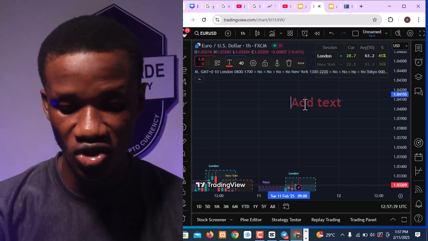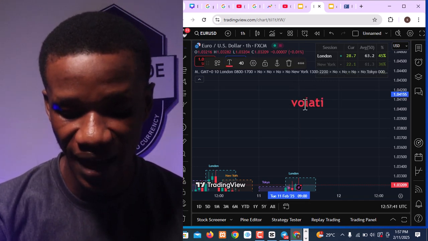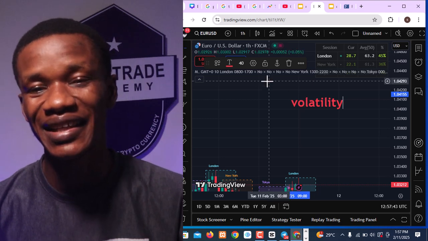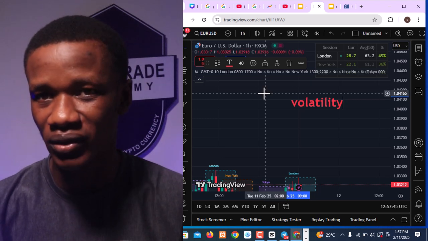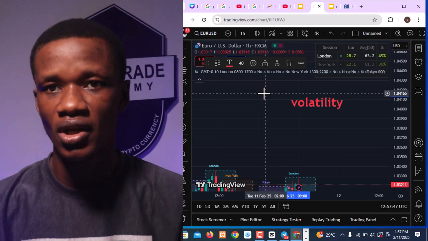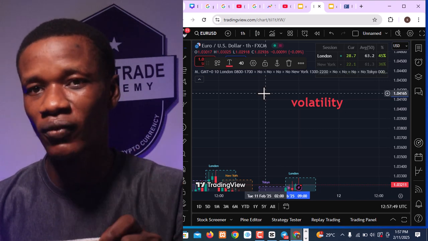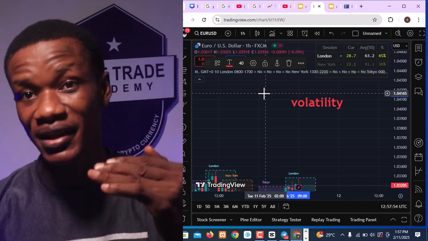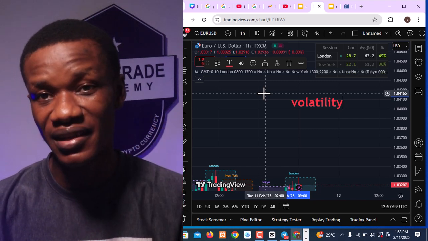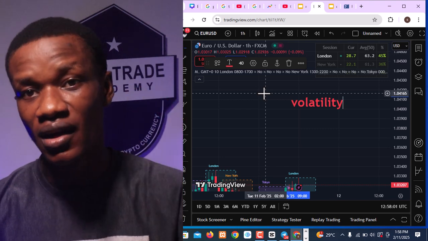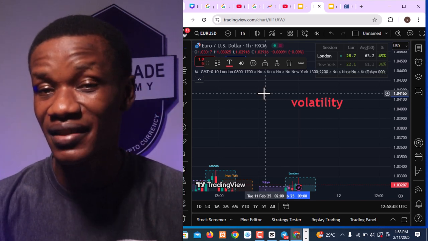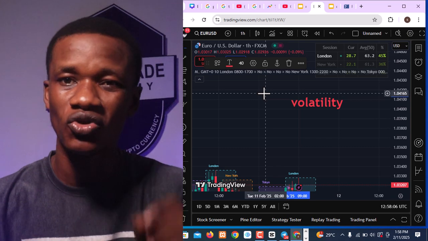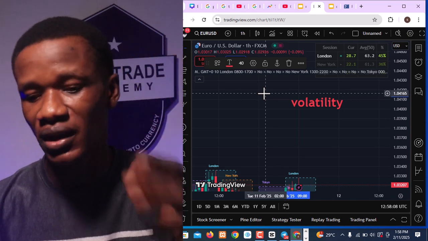You must trade when there is high volatility in the market. This is very important. Why? Because if you consider trading during the time of low volatility, that means the price movement will not be that much, and the chance of the market hitting your target will be very, very slim. So therefore, we want to trade during the period of high volatility.